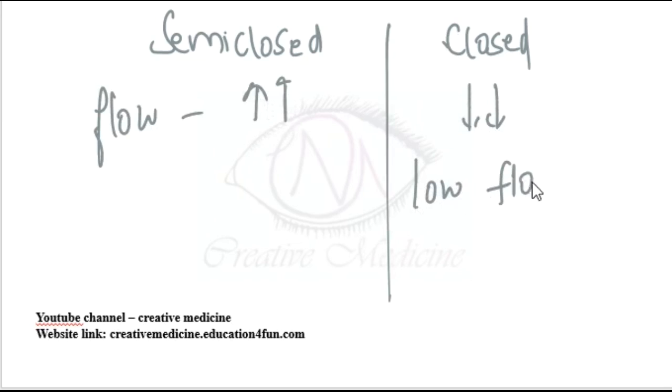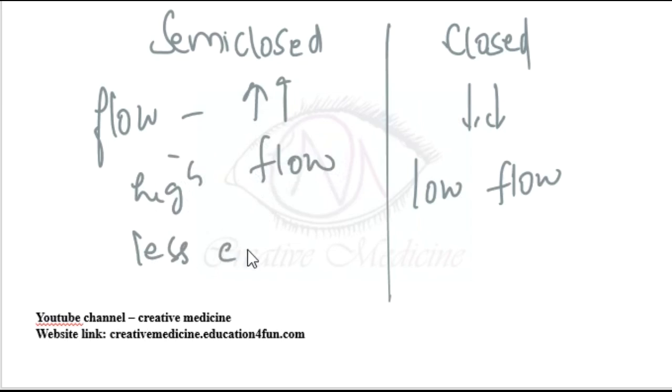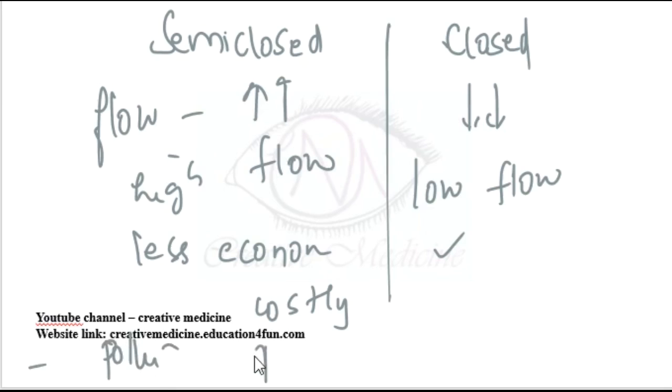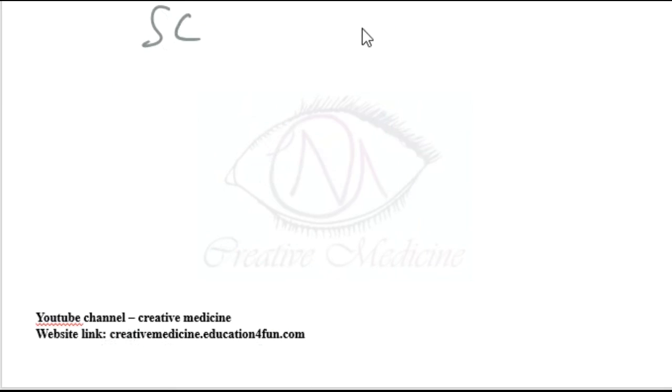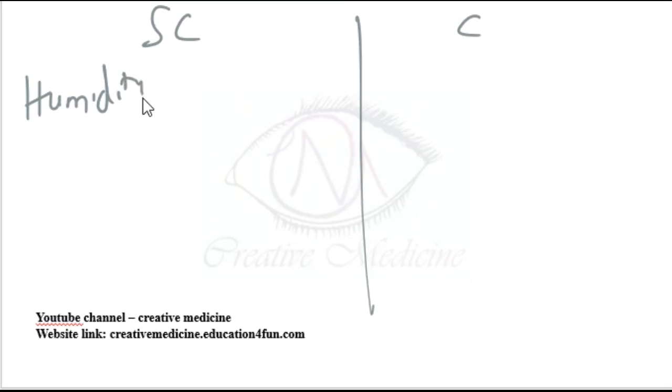Semi-closed circuit is less economical because it is costly, whereas closed circuit is economical. In semi-closed circuit, pollution is very high, whereas in closed circuit, pollution is very low. In semi-closed circuit, humidity is not preserved. In closed circuit, humidity is preserved.